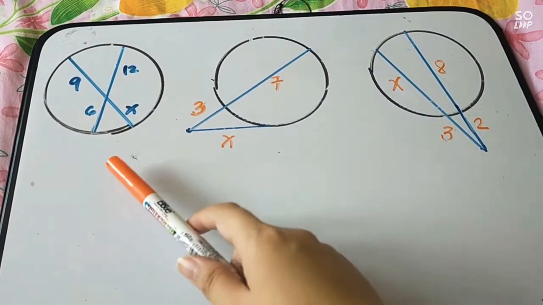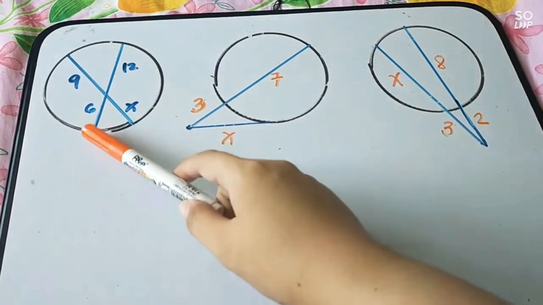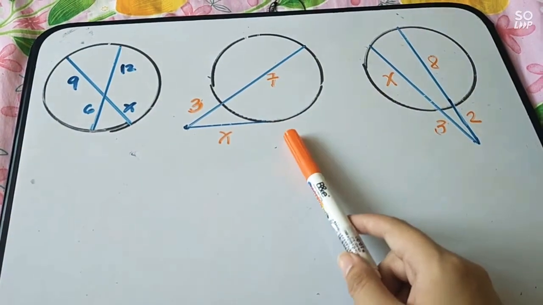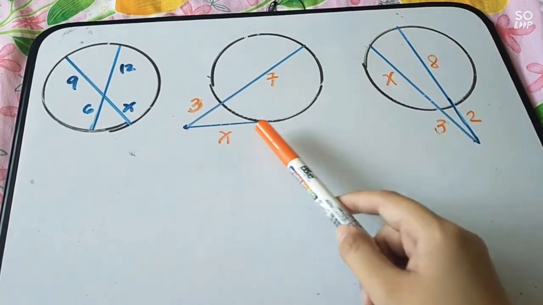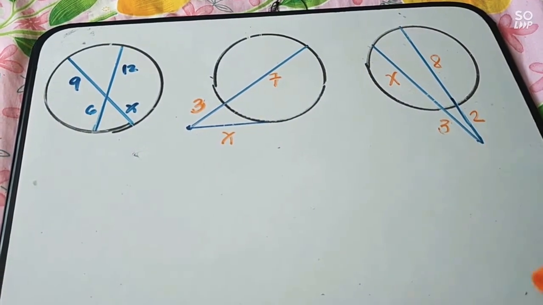The first circle, we have here two chords intersecting at one exterior point. The other one, the second one, we have here a secant, then a tangent. Then this one, we have two secants intersecting at an exterior point.